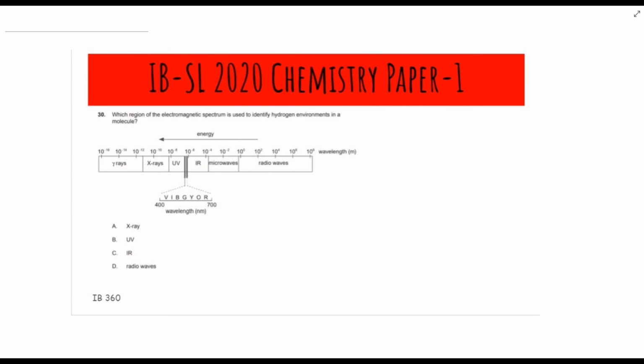And for the last question, we need to find out which region of the electromagnetic spectrum is used to identify hydrogen environments in a molecule. This is a fairly theoretical question, and the answer is option D, that is radio waves.